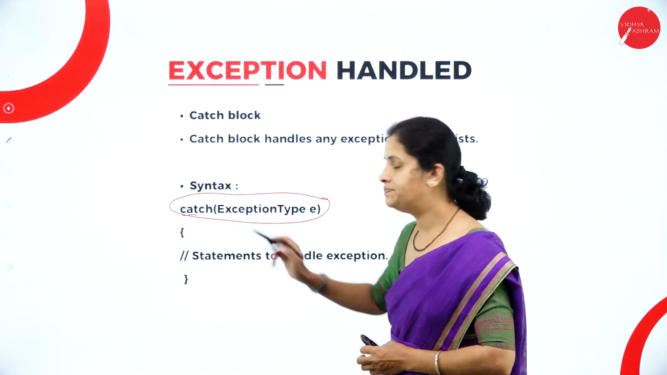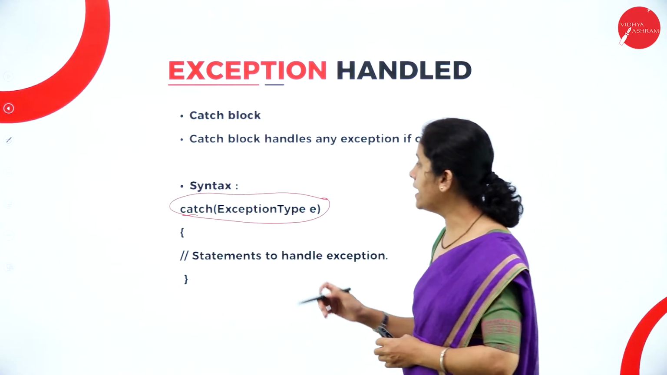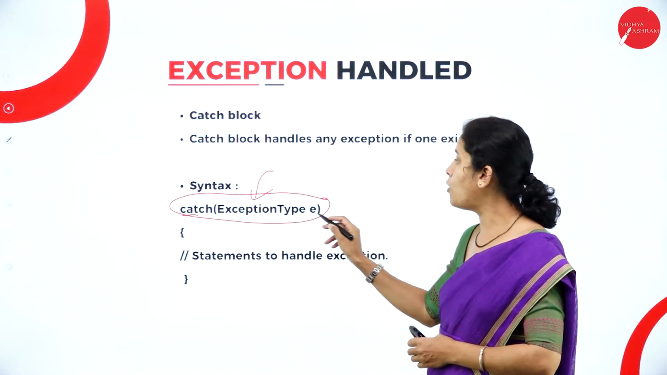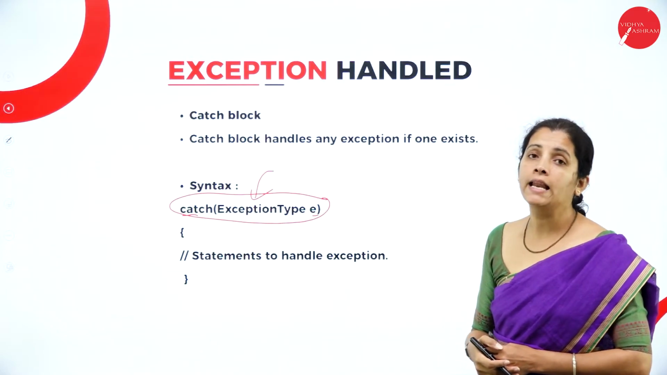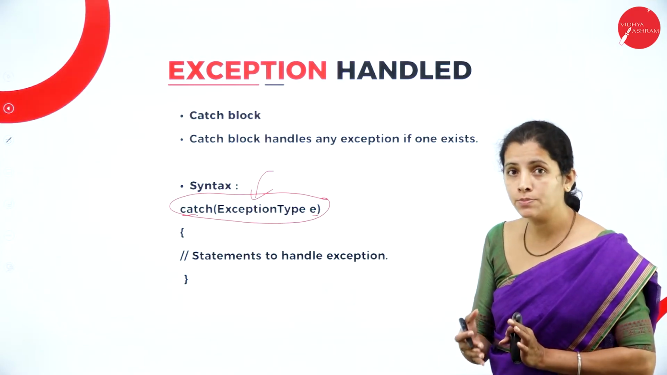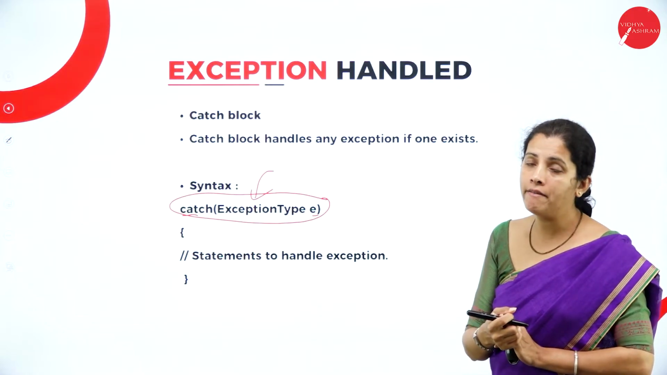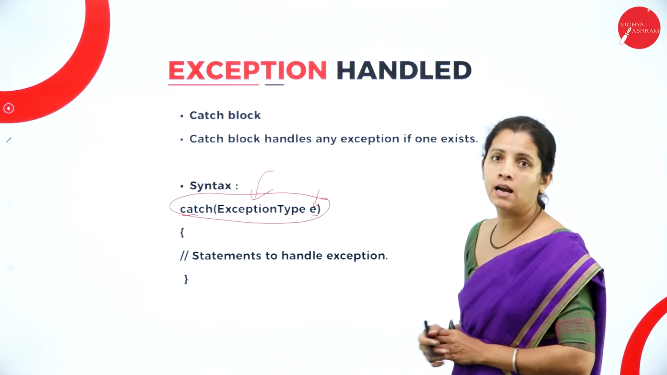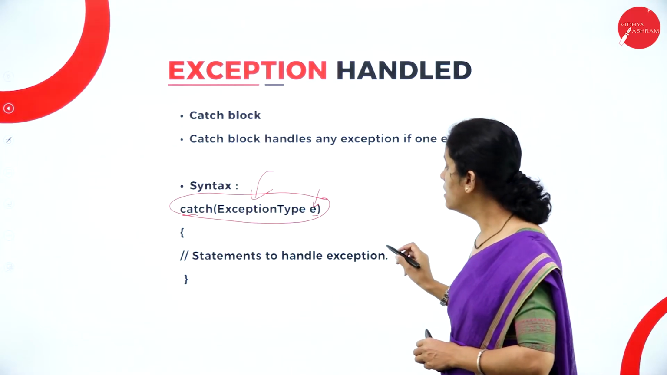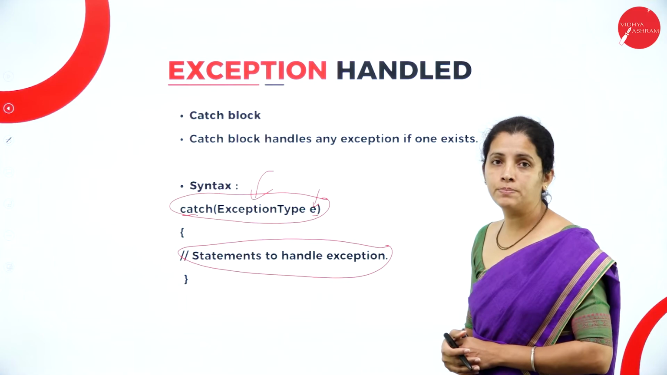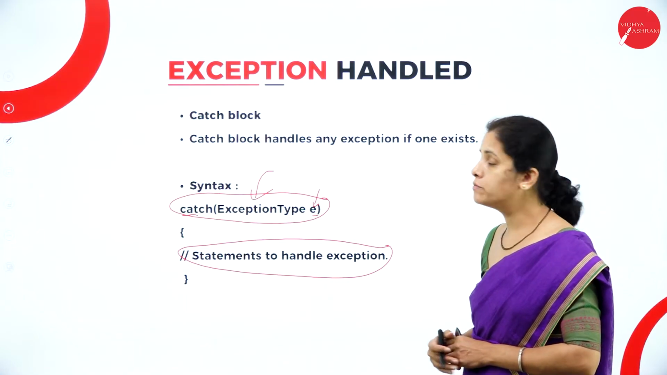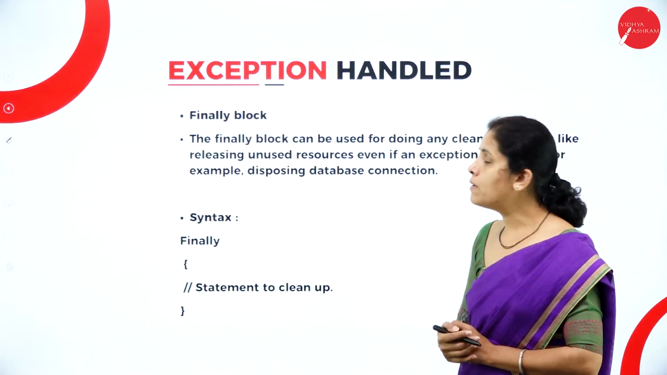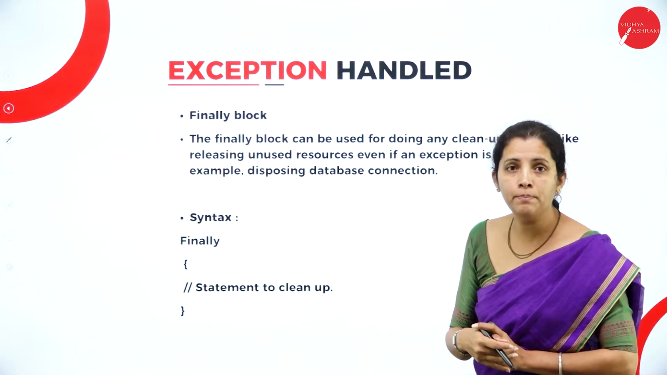So catch is a keyword. Then I want to specify the exception type and object. So what is an exception in C# programming? That's nothing but an event or object. So here e is nothing but an object, and whatever exception handling statements I have should be written inside this curly brace. Now I'm going to have the finally block.